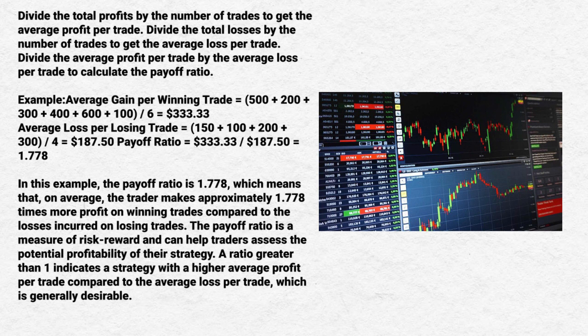$333.33 / 187.50, which equals 1.778. So in this example, the payoff ratio is 1.778, which means that on average, the trader makes approximately 1.778 times more profit on winning trades compared to the losses incurred on losing trades.